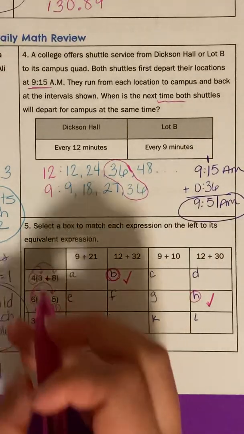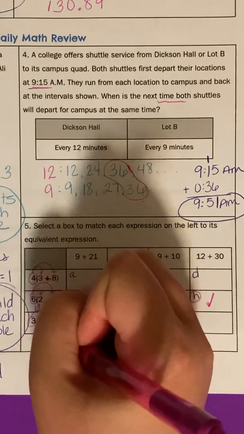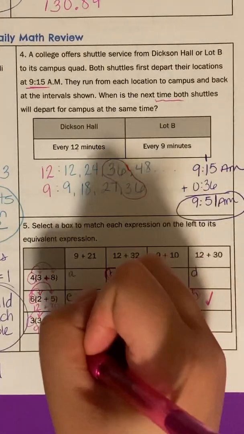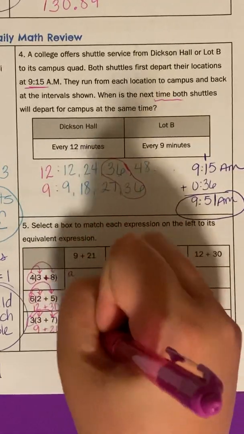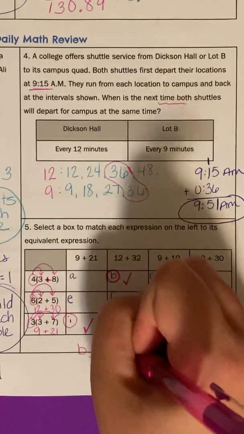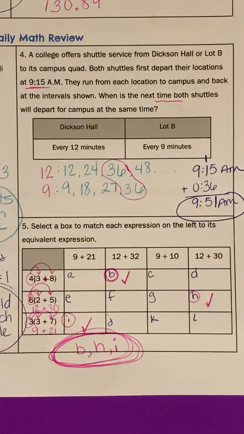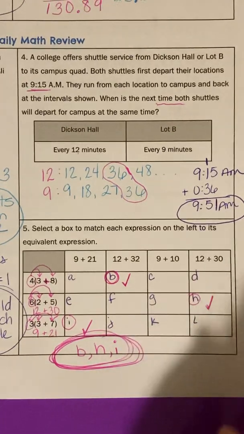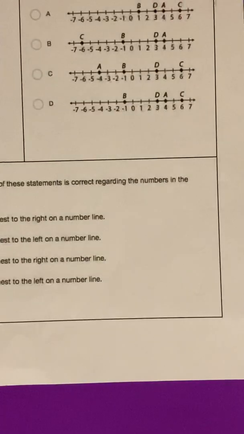So B and then H. And then the last one, 3 times 3 is going to be 9, plus 3 times 7 is 21. Oh, right here, I. So B, H, and then I. Those are the only 3 things you will have to type into the Google form. So that's going to be your answer. Don't worry about writing all this out. Just write B, H, and I. You're perfect. All right, again, pause, rewind, whatever you need to do. I'm going to move on so we don't take forever.